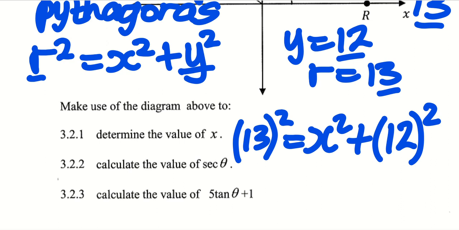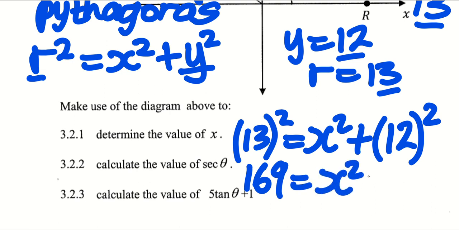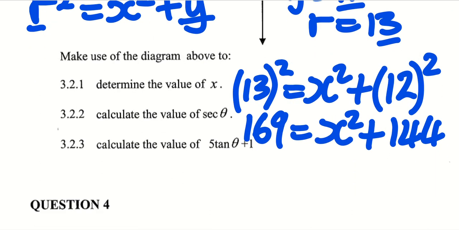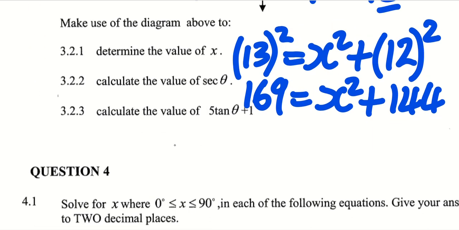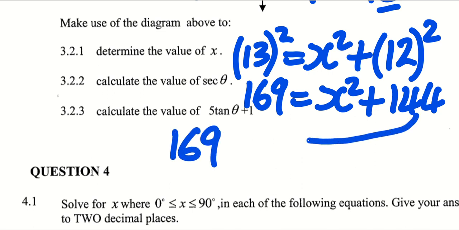We start with 13 squared. On the calculator, 13 squared gives us 169, right? Then equals x squared plus 12 squared, which is 144. Now we have to leave the x on one side because we are trying to calculate its value. So 169, and this 144 is going to come to the side of 169 because they are like terms, both constants. We can add them.